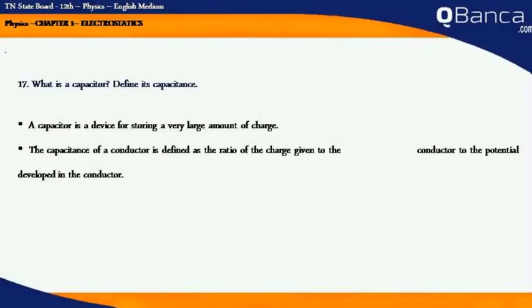What is a capacitor? Define its capacitance. The capacitor is a device for storing very large amount of charge. The capacitance of a conductor is defined as the ratio of the charge given to the conductor to the potential developed in the conductor.